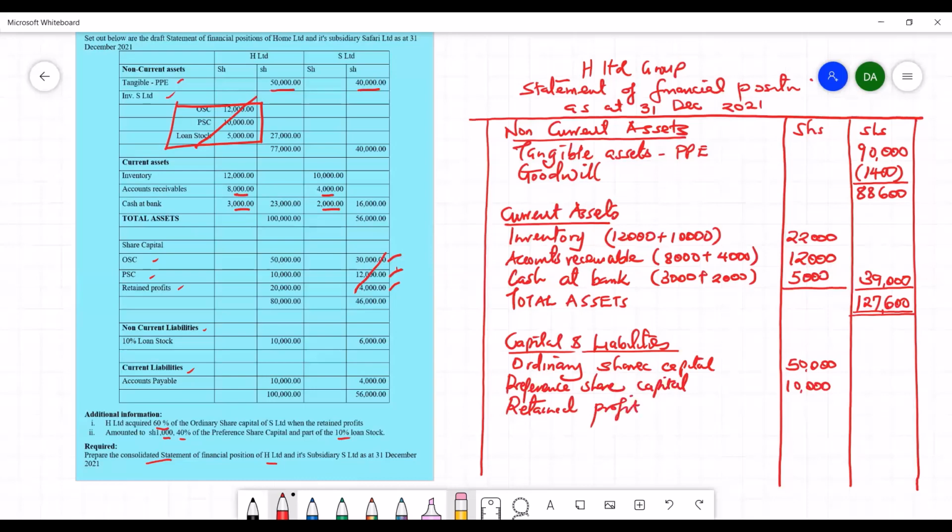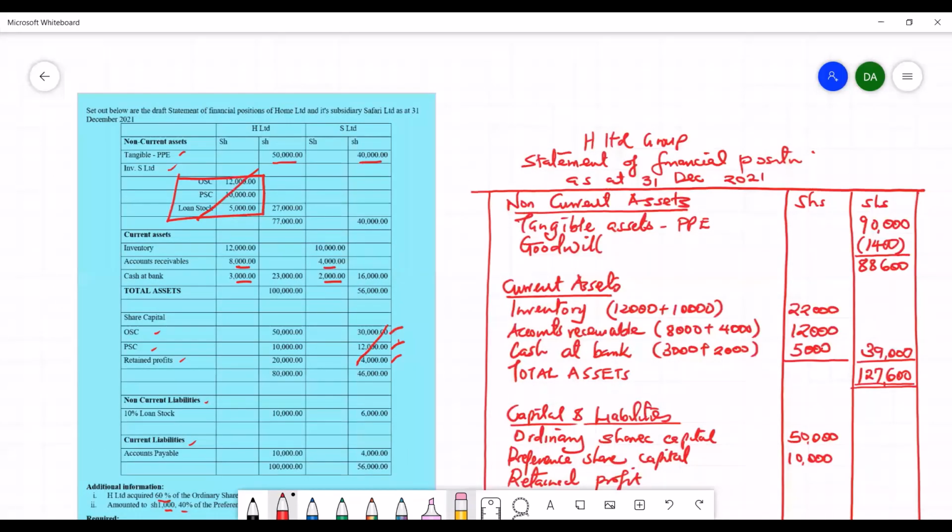Now, when we come to the retained profit, then we are going to include what's called group retained profit. We had determined that earlier when we were talking about adjustments. So the retained profit that is going to be included here is the group's retained profit, which has already been calculated. So what did we determine for the group's retained profit?